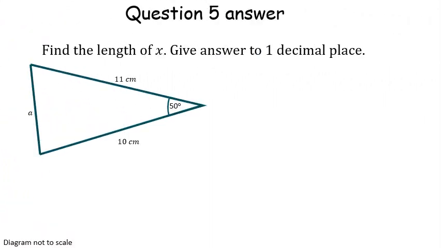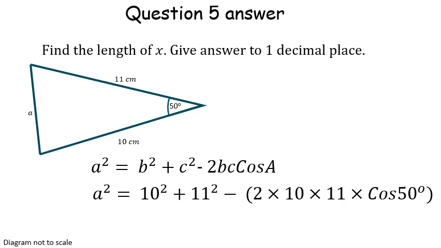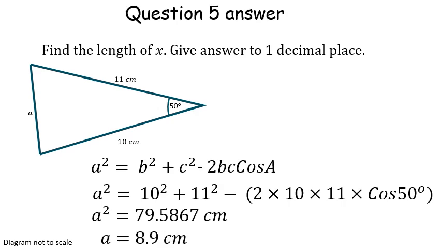Question 5. As there is no angle to pair with 11 centimetres or 10 centimetres, we cannot use the sine rule. Notice we have two sides and the angle between them. Using the cosine rule, we get a equals 8.9 centimetres to 1 decimal place.